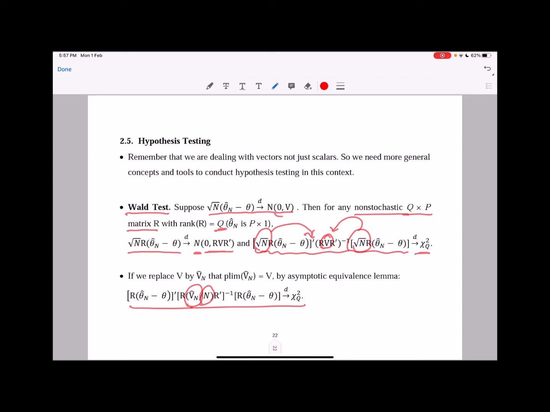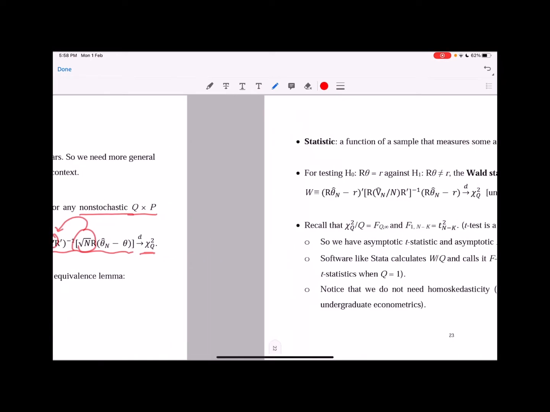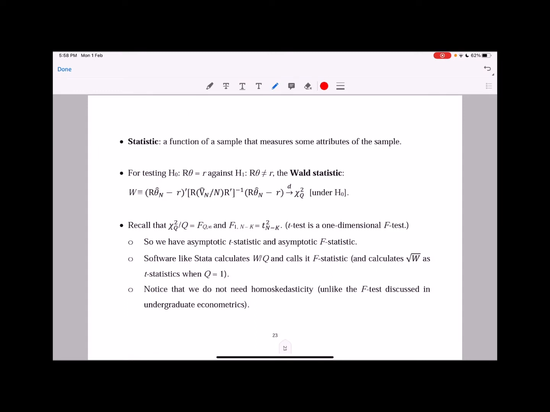Notice that theta is still unknown, but that's fine, because theta is exactly what we want to test. So what is a statistic? We have already seen the term statistic quite often. A statistic is a function of the sample that measures some attributes of the sample. And now we can construct something called the Wald statistic.